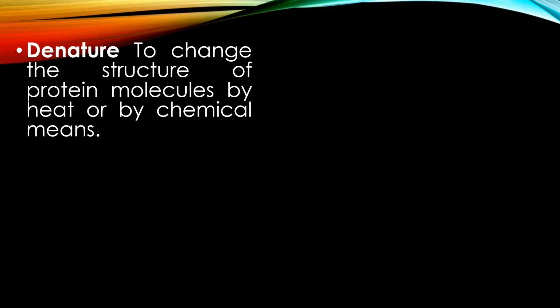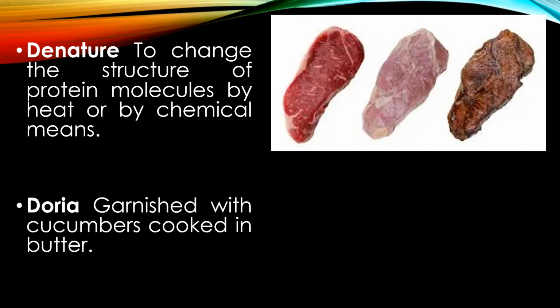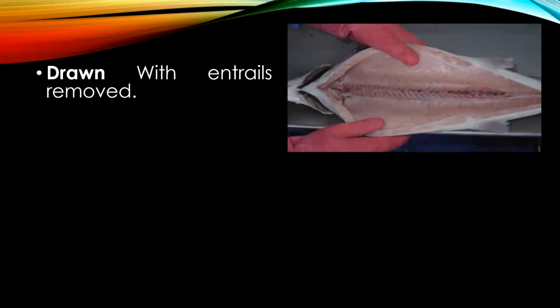Denature, a term associated with the application of heat to protein molecules, which changes the structure of meat, like is visible in the picture, the change of color from raw meat to cooked meat. Doria, a simple term which means a product garnished with cucumber. Drawn, with entrails removed, which means to clean or remove any inedible portion present in fish.